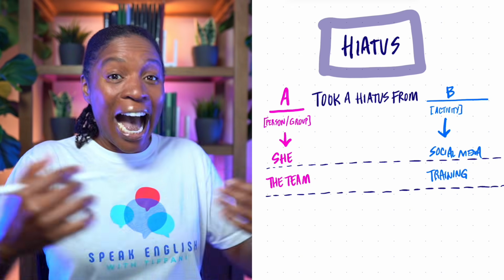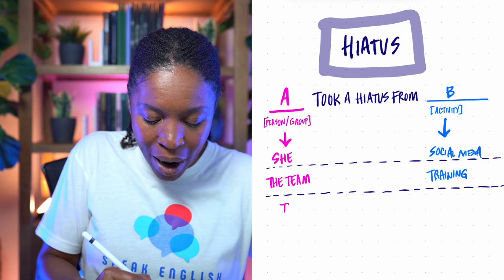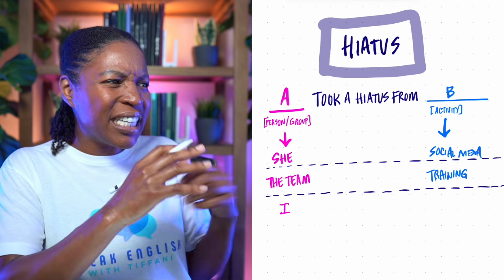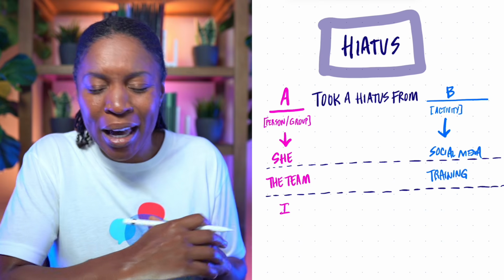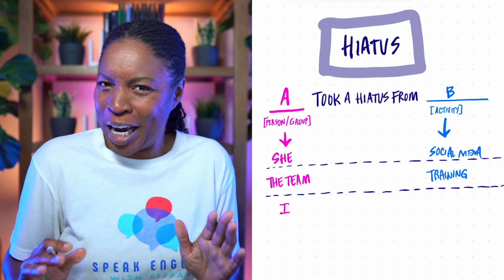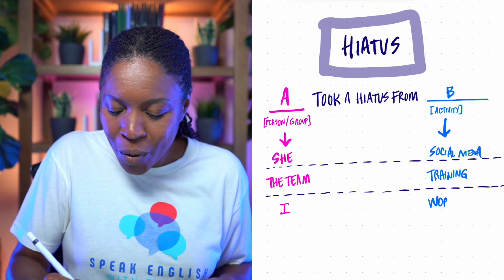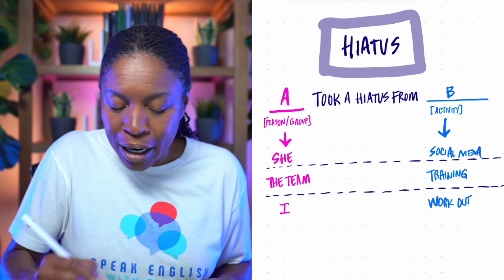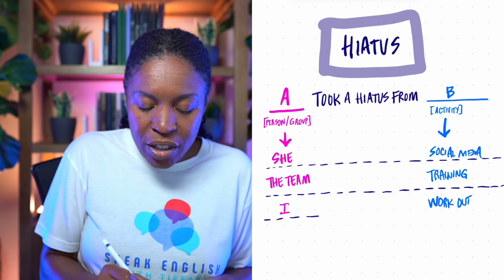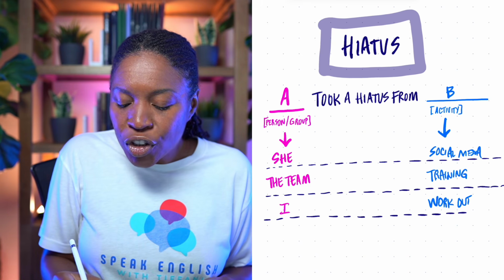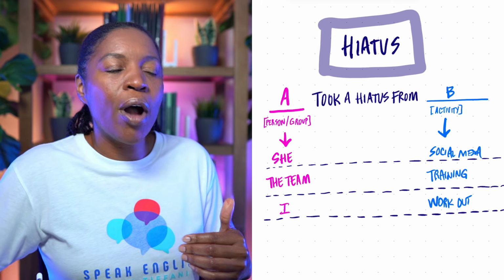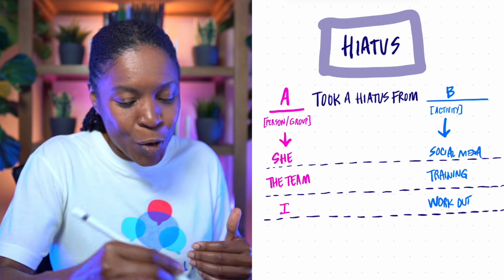All right, now our third example. Here we go. I'm going to say I now. I, and then the activity is working out. I like to work out. Your teacher likes to stay in shape. All right, but every once in a while, you need a break. So here's the sentence. I took a hiatus from working out.